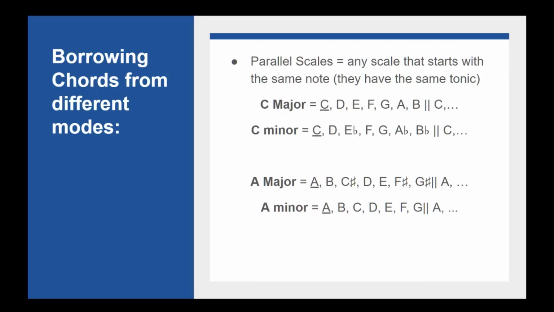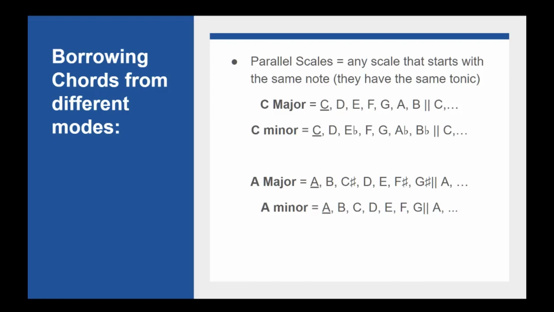Parallel scales are any scales that share the same first note. So a C major scale and a C minor scale would be considered parallel. So would an A major and an A minor. This is because the tonic note, or the first note of a scale, is the home for each scale. It means that the chord progressions written in the parallel major and parallel minor scales want to resolve to the same home note. So how exactly is this useful?